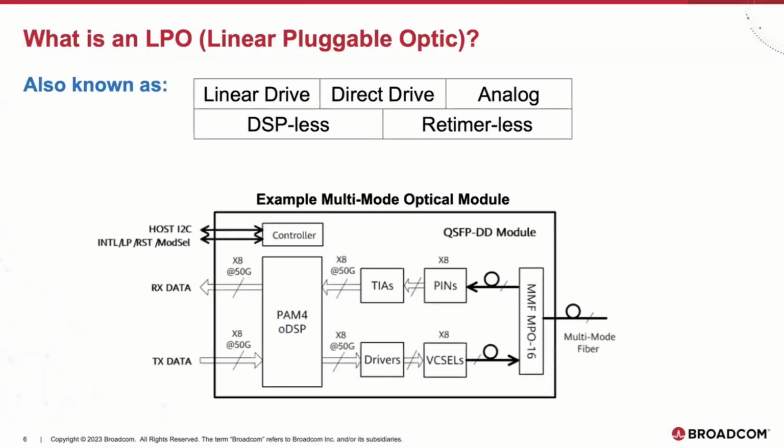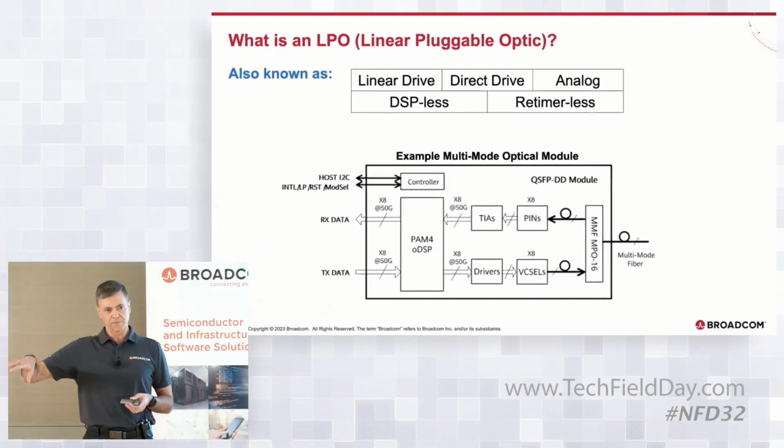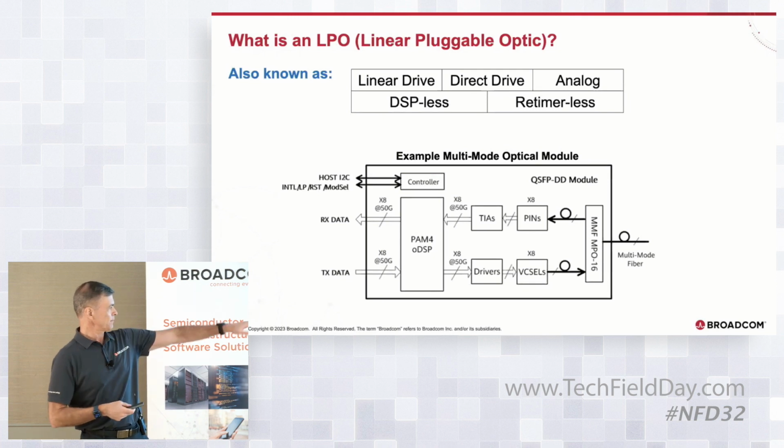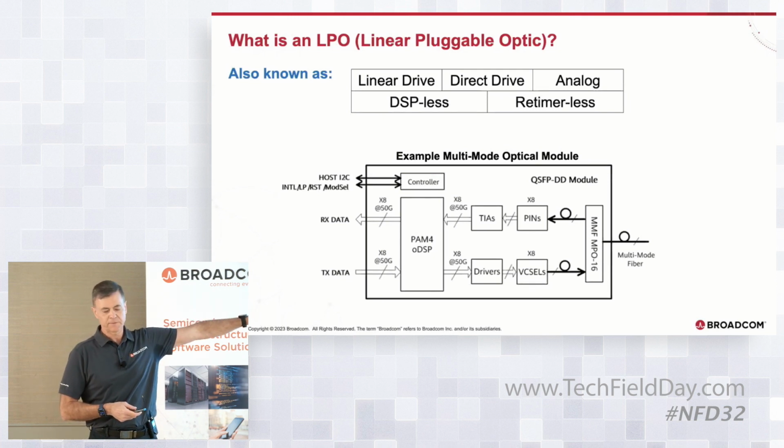So this is just an example here of a multi-mode optical module. Inside that multi-mode optical module, you're going to have your PAM4 DSP on the driver. So if you look at the TX side, I'm not sure if the pattern shows up. On the TX side, this actually comes out of the switch SerDes. On the transmit side, you've got your drivers, you have your VCSELs, and that goes onto the fiber. On the receive side, you've got your photodiodes or TIAs.